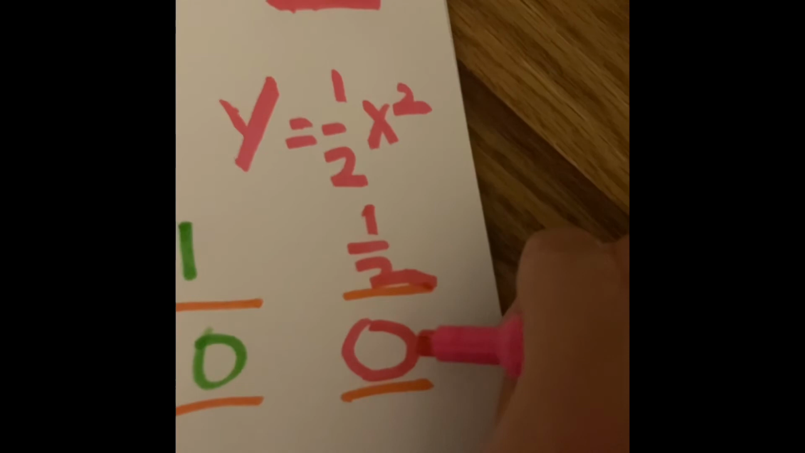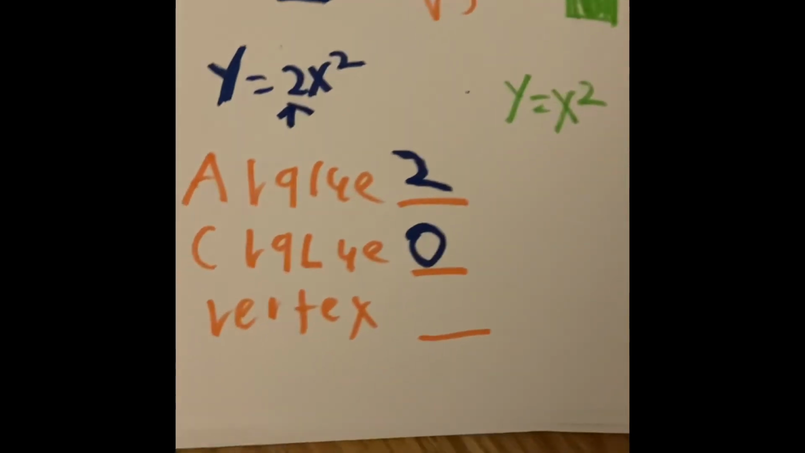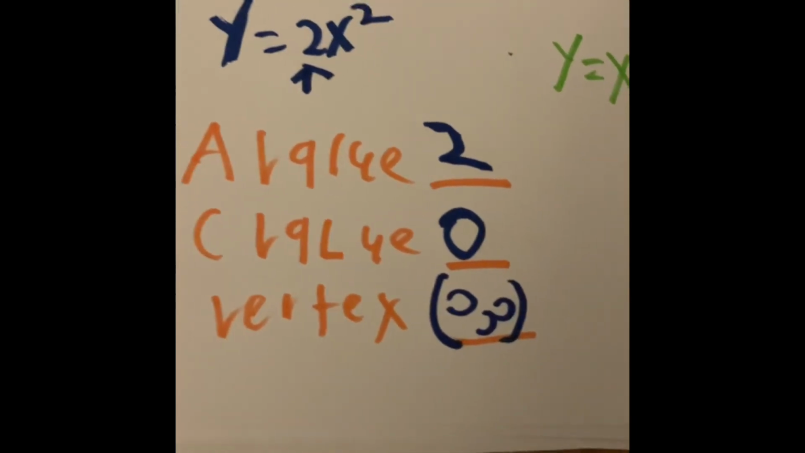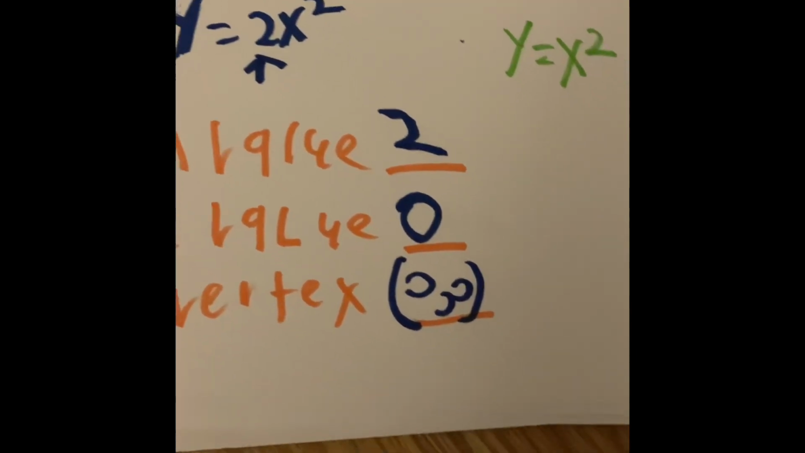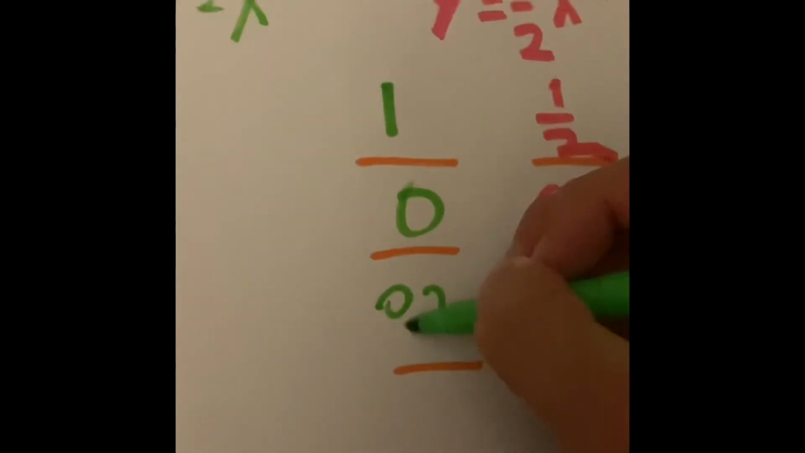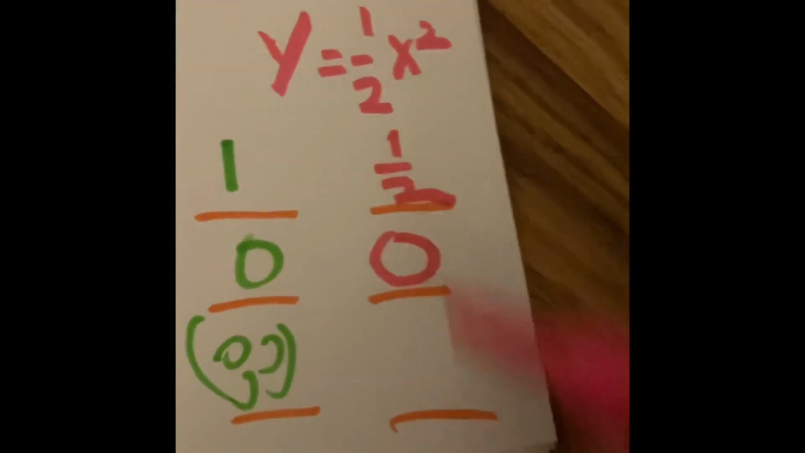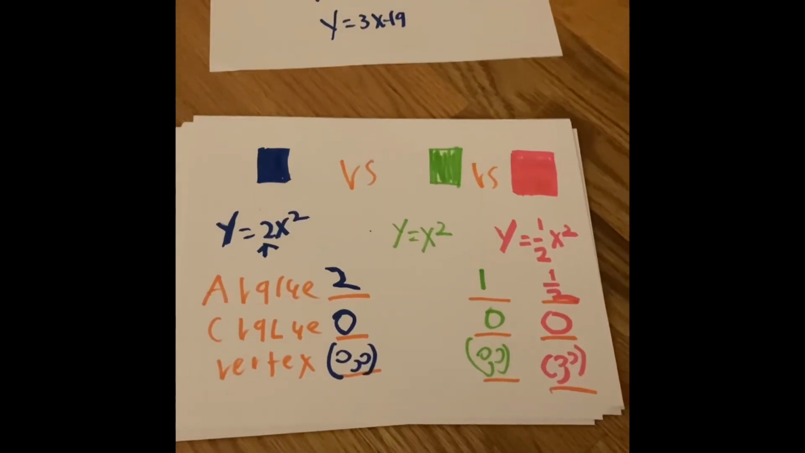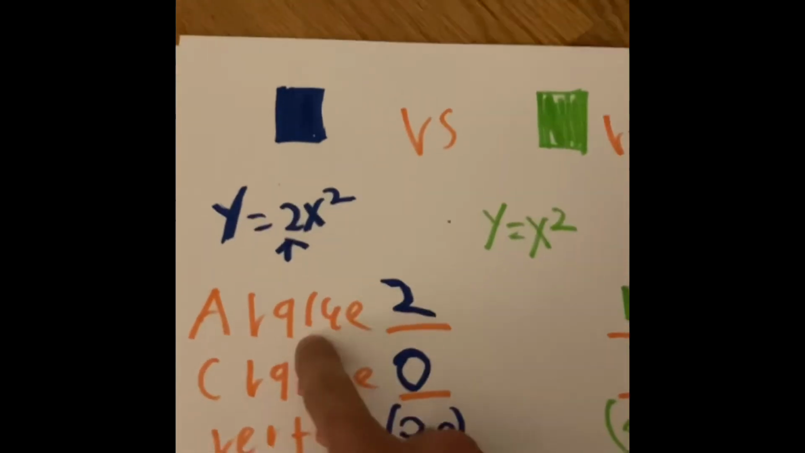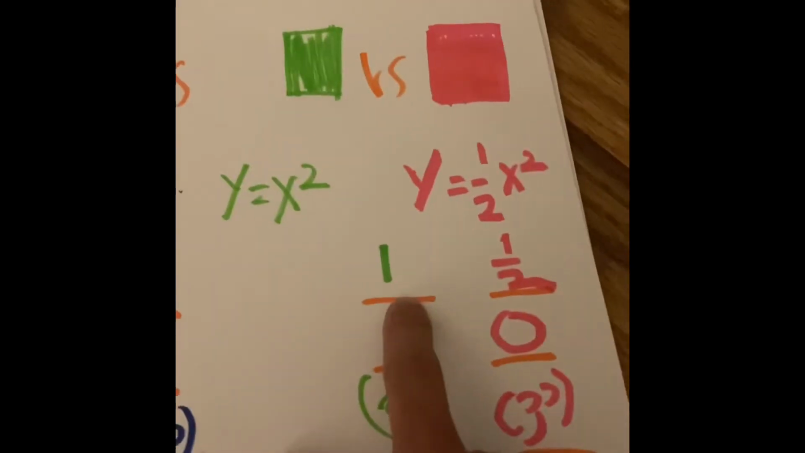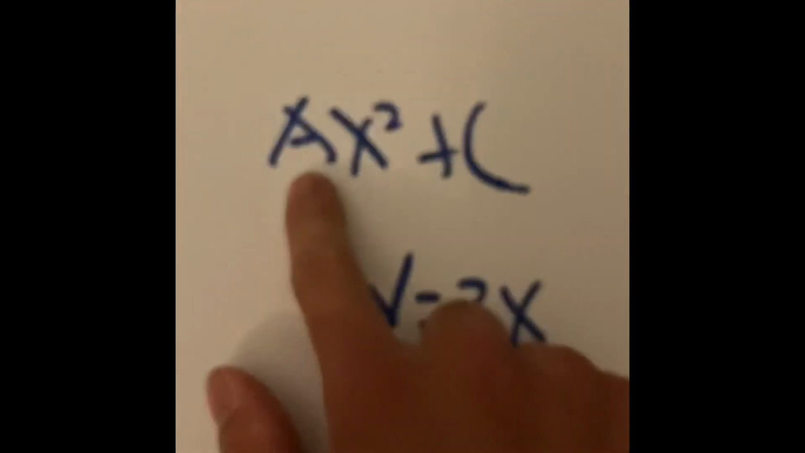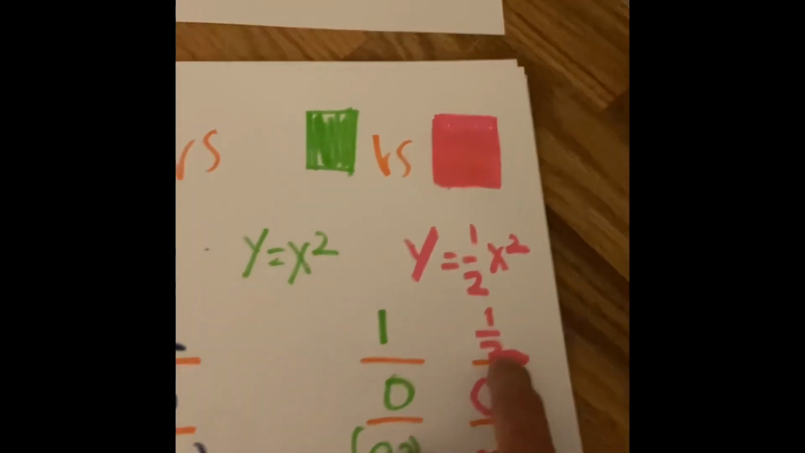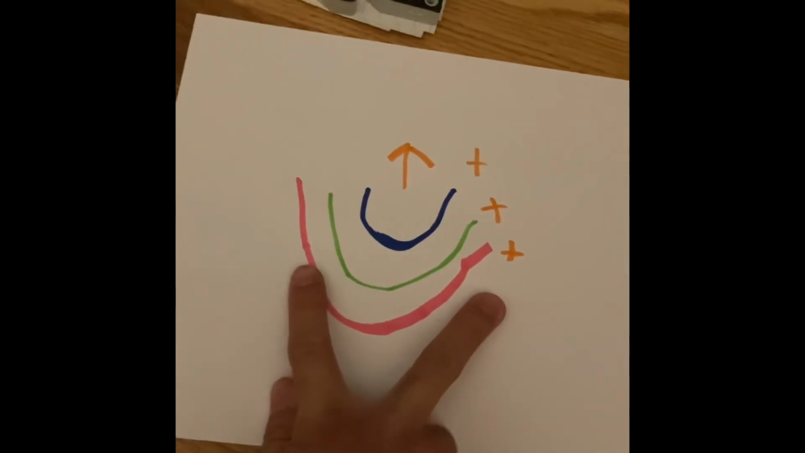Now, let's look at the vertex. When we look at the vertex, the point is (0, 0), because it ends at (0, 0). The same thing goes with the green and the red one as well. What we just found out in round 3 is every time we saw the a value change, the first number right in front of the x squared, it can change how wide your parabola is.